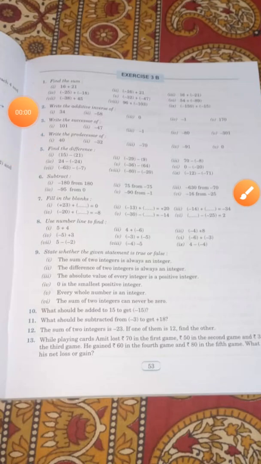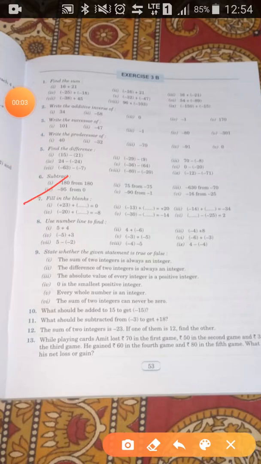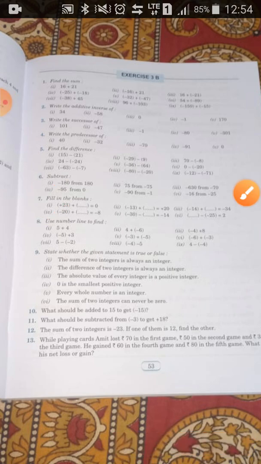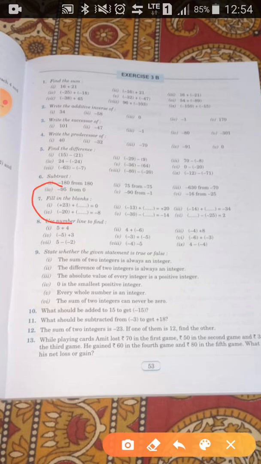Okay guys, so today we are going to do sum number 7 and sum number 8 of exercise 3b. Sum number 7 is a completely new concept, so I want you guys to pay attention.